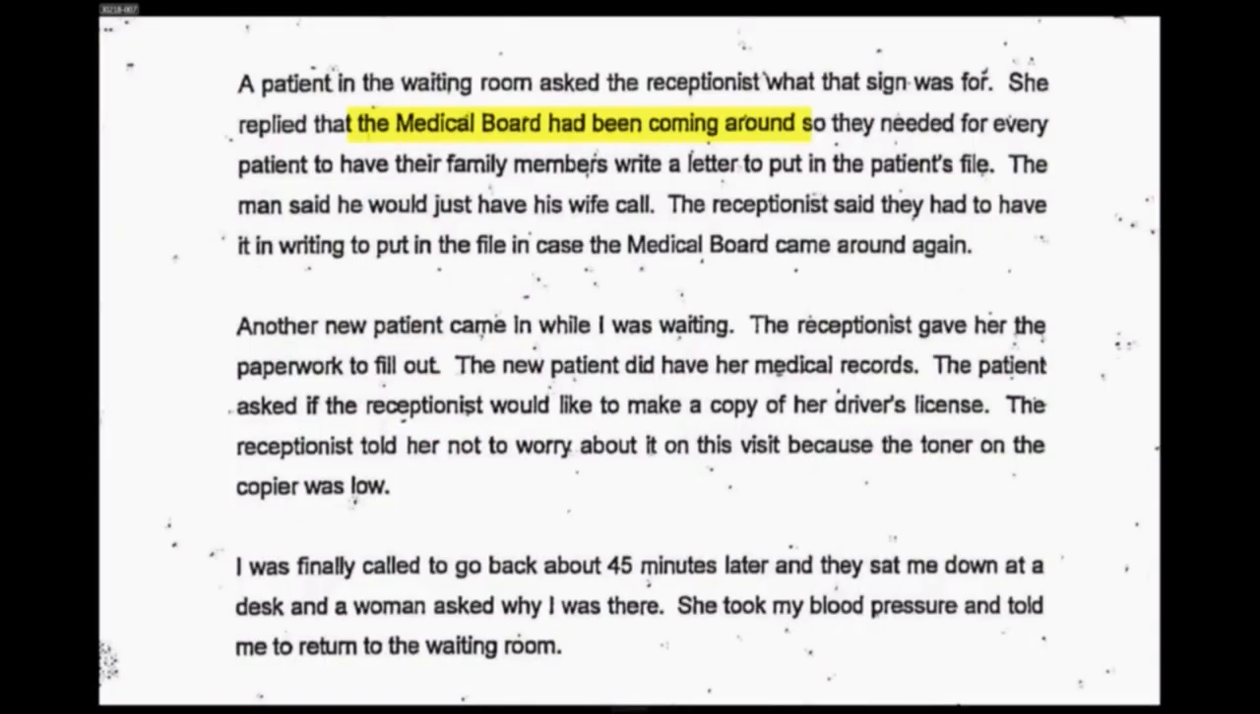All right. The report continues. Another new patient came in while I was waiting. The receptionist gave her the paperwork to fill out. The new patient did have her medical records. The patient asked the receptionist if the receptionist would like to make a copy of her driver's license. The receptionist told her not to worry about it on this visit because the toner on the copier was low, right? I see that.